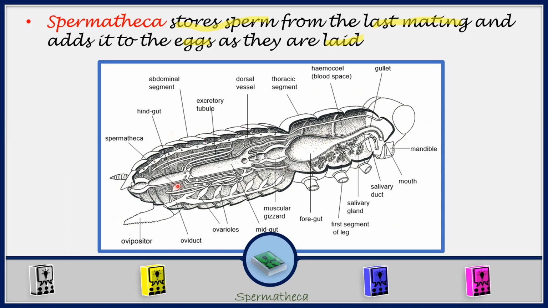During the mating, the sperms are kept in the spermatheca. Now, when the eggs are produced in the ovary, they will be passed over to the oviduct. As they are passing over the oviduct, the sperms are going to be released from the spermatheca, and then they will be added onto the eggs, which are going to be laid into the ovipositor.